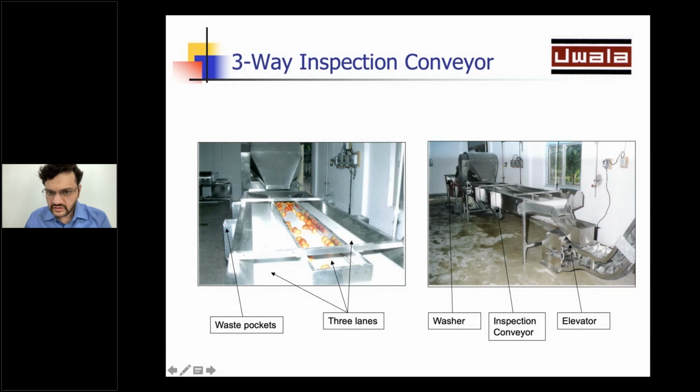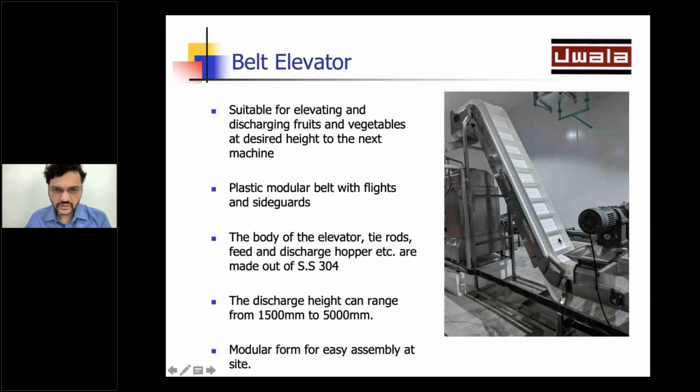So here we see how the machines are placed as part of this line. We have the washer, the inspection conveyor. From the inspection conveyor, the product goes to the elevator. We'll talk about the elevator now.